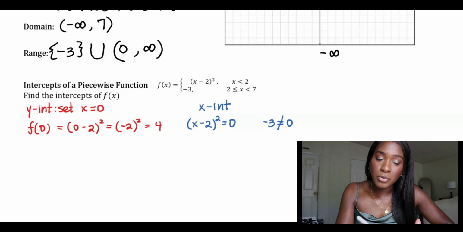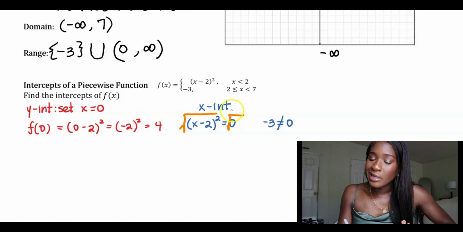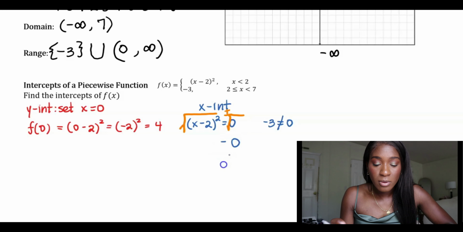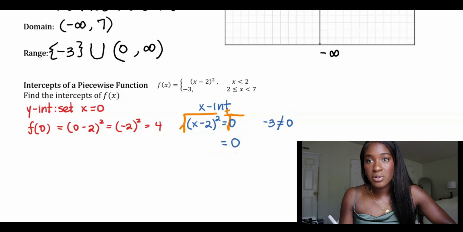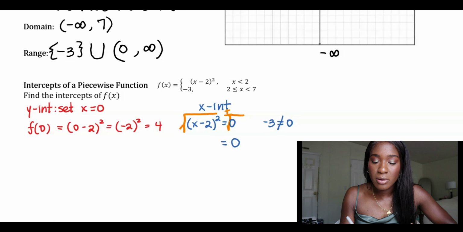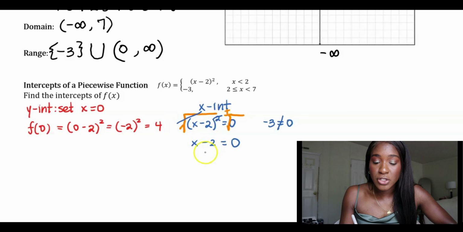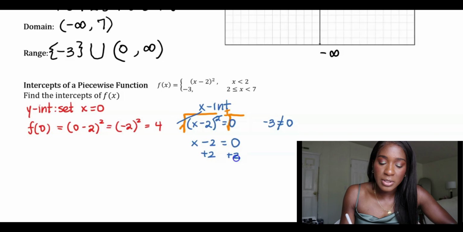I'm going to square root both sides of this equation to get rid of that squared. I should mention, when you square root both sides, you need to put the plus or minus. It does not matter for this example because we have 0 on the other side, and plus or minus 0 is still 0. But the square root cancels the square on the left and just leaves us with x minus 2, and then I'll add 2 to both sides of the equation to get that x is equal to 2.